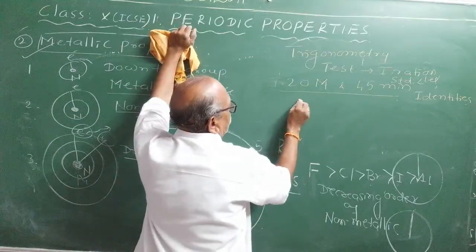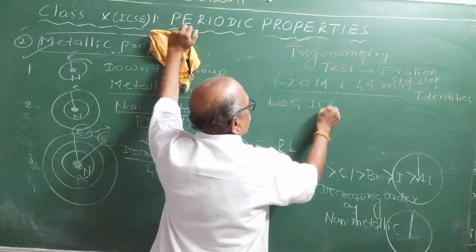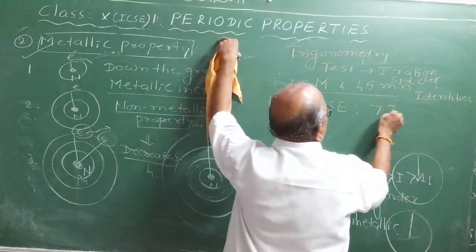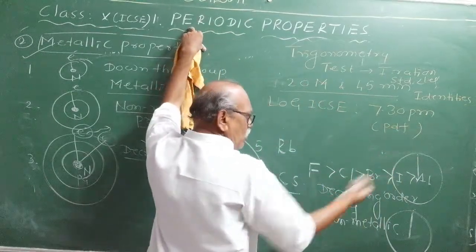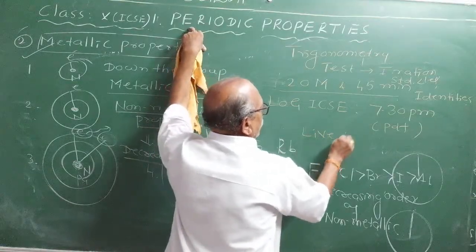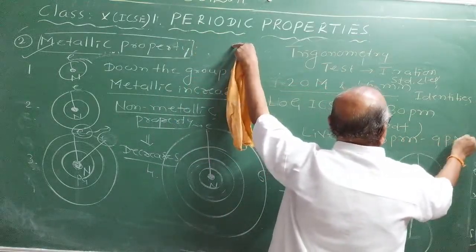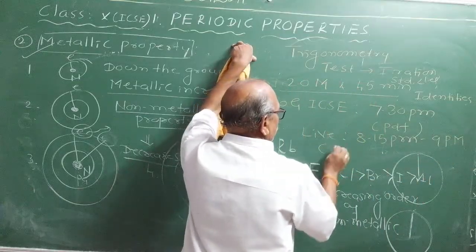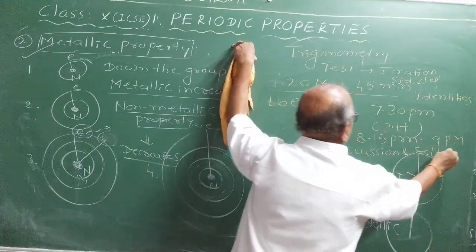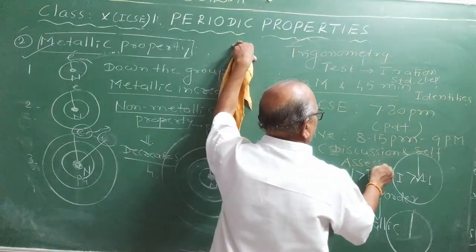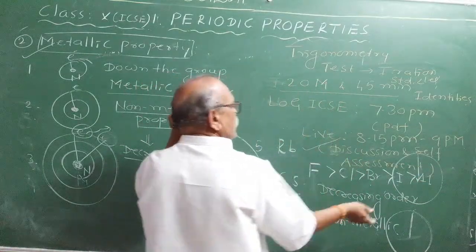See, the time is in your WhatsApp group, that is the Logzi ICSE WhatsApp group. I will send the paper at 7:30 p.m. PDF I will send you. You have to solve it in the long sheet. I will come live at 8:15 p.m. to 9 p.m. There will be evaluation, that is discussion of the paper and self-assessment. You have to do self-assessment without cheating. Then you have to send your marks in the group.